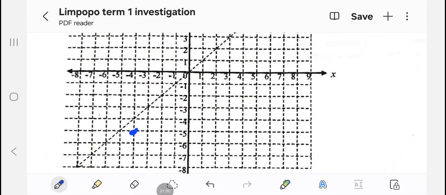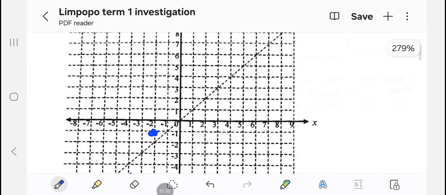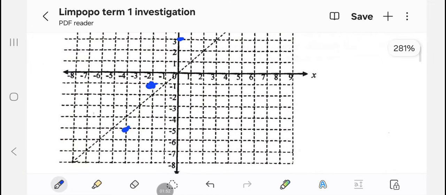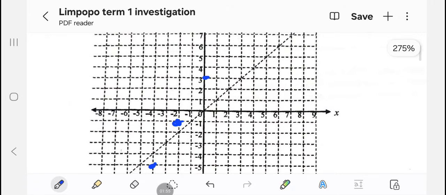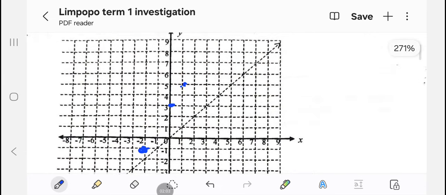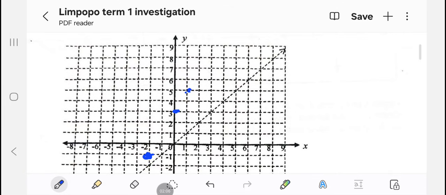We have minus 2 x. It meets with minus 1. So we have our point there. Then we have 0 and 3, 3 for y, 0 and 3. Then we have 1 and 5. And then lastly, we have 2 and 7. Right there.